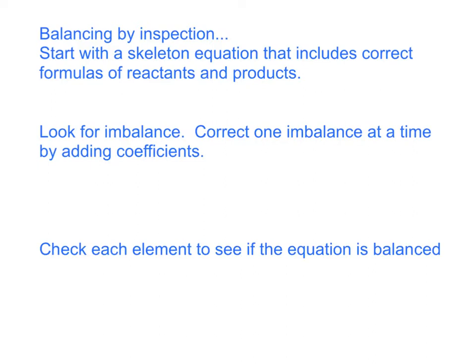So then we look for imbalance like we did before. We had 2 hydrogens on the left, 2 hydrogens on the right, 2 oxygens on the left, only 1 oxygen on the right for the water. So then we find the imbalance, and then we add the coefficients. And then, of course, lastly, we check each element to see if the equation is balanced. If it all adds up, then you should be good.